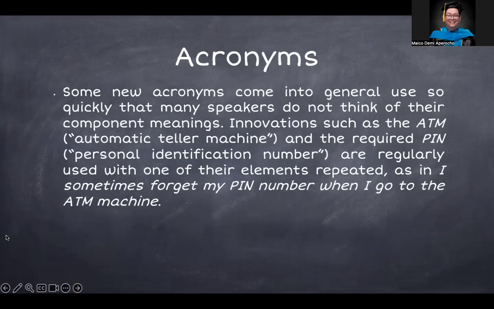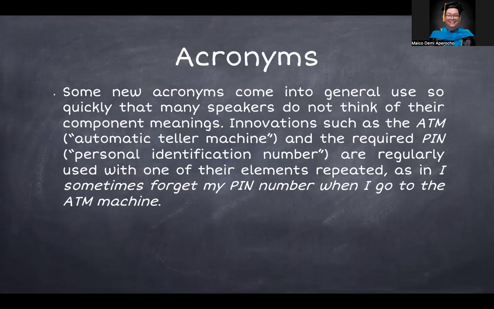Now, some new acronyms have also come into general use so quickly that many speakers do not think of their component meanings. For example, the innovations of the word ATM, where we say automatic teller machine. So we don't say automatic teller machine anymore. Instead, we say ATM as a brief version of the word. And then we also have the required PIN, which means personal identification number, which has been regularly used already with one of its elements repeated, as in, I sometimes forget my PIN number when I go to the ATM machine.